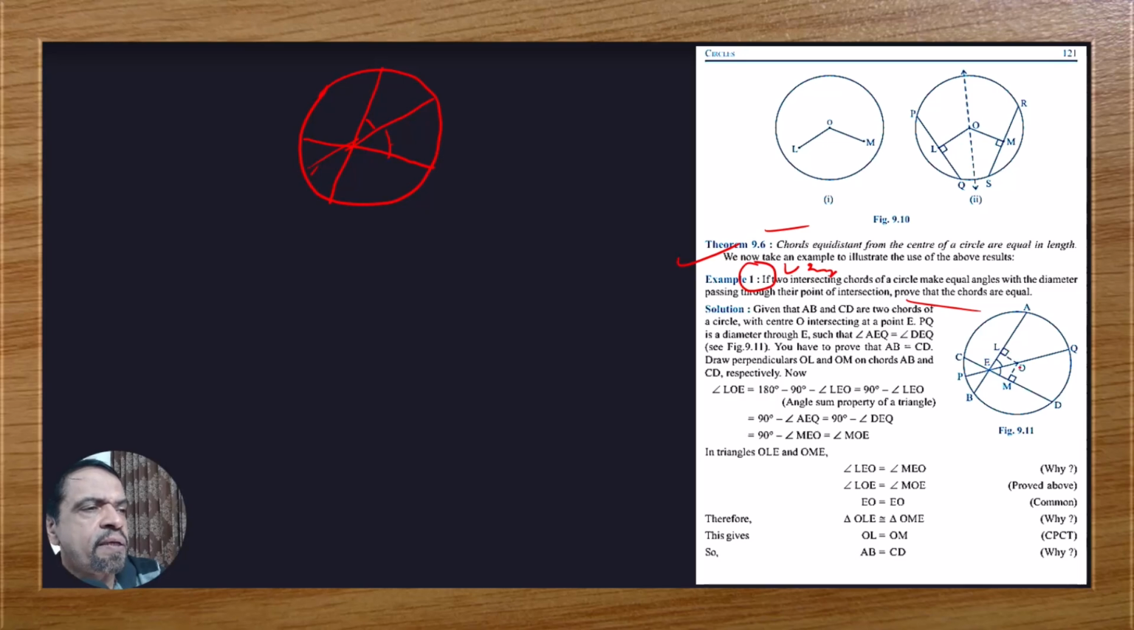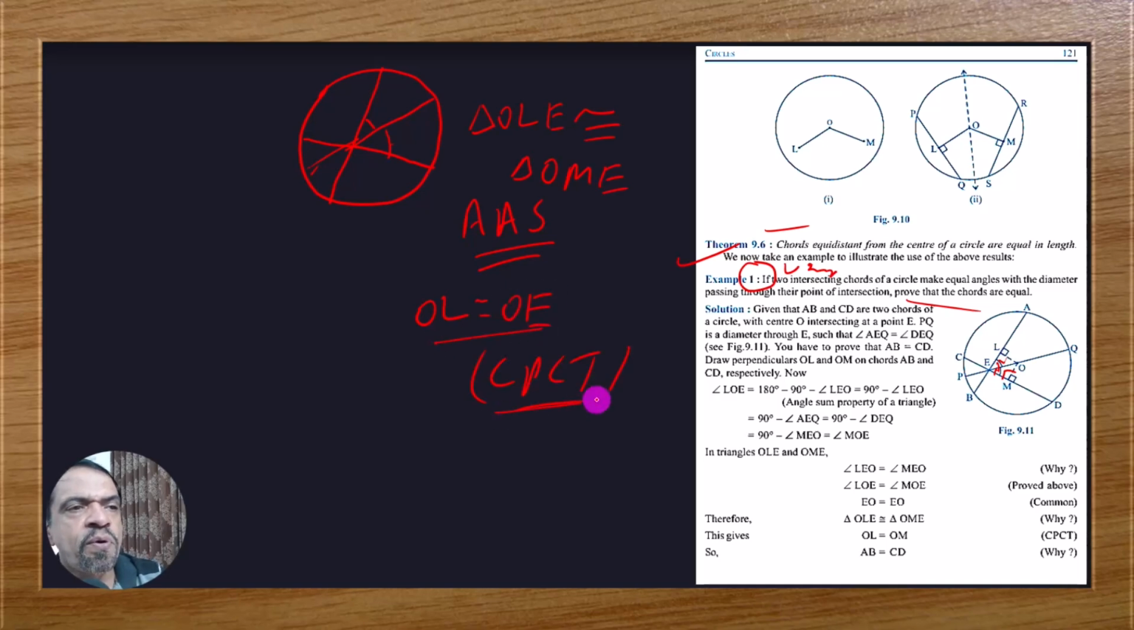In triangles OLE and OME, you can see this angle is 90 degrees. So these are 90 degrees, and OE is common, and these two angles are equal. It is given in the question. Then by AAS, these two triangles OLE and OME are congruent. Therefore by CPCT, OL equals OM.